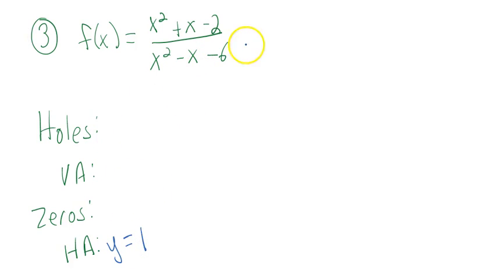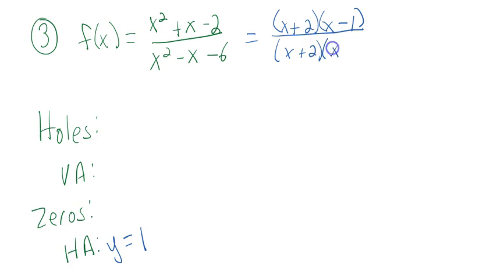To figure out the other stuff, I need to factor. So this is x factor factoring. On top I get x plus 2 and x minus 1. On the bottom I get x plus 2 and x minus 3. So I want to see, do I cancel anything out? Yes, I want to cancel out these x plus 2's. So that gives me a hole at negative 2.